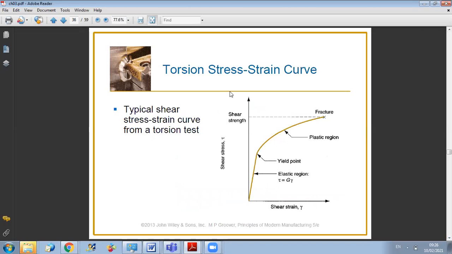Now, concerning the torsion stress-strain curve, a typical shear stress-strain curve can be obtained from a torsion test. In this case, we have the variation of shear stress with shear strain. As you can see here, we can also define two regions. We have an elastic region first, a yield point, and a plastic region. Of course, there is no necking zone here. We have fracture at a certain point, and at fracture, the corresponding shear stress is called the shear strength.